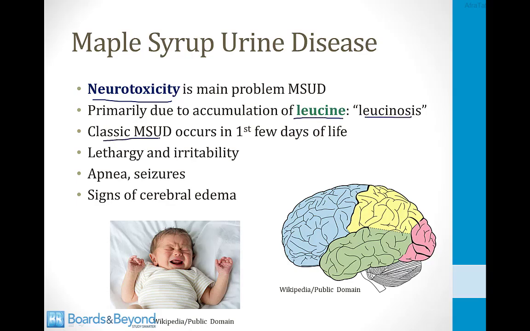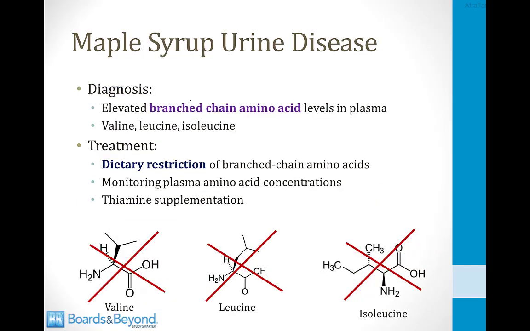Classic maple syrup urine disease will present in the first few days of life with lethargy and irritability, apnea and seizure, and possibly signs of cerebral edema. The diagnosis can be made by finding elevated levels in the plasma of branched chain amino acids. So in a board question, you want to look for elevated levels of valine or leucine or isoleucine to suggest this diagnosis. The treatment is dietary restriction of the three branched chain amino acids.